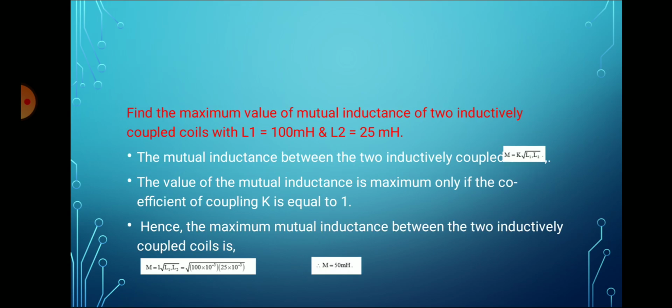The first problem: find the maximum value of mutual inductance of two inductively coupled coils with L1 equal to 100 millihenry and L2 equal to 25 millihenry. Milli means 10 to the power minus 3. In this problem, they asked for the maximum value of the mutual inductance. So we know the formula M max equals square root of L1 L2. We know the values of L1 and L2. So substituting the values, we get the answer M equal to 50 millihenry.